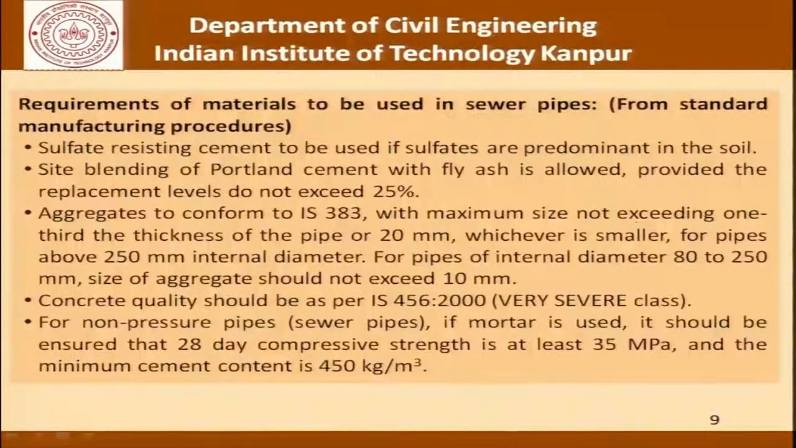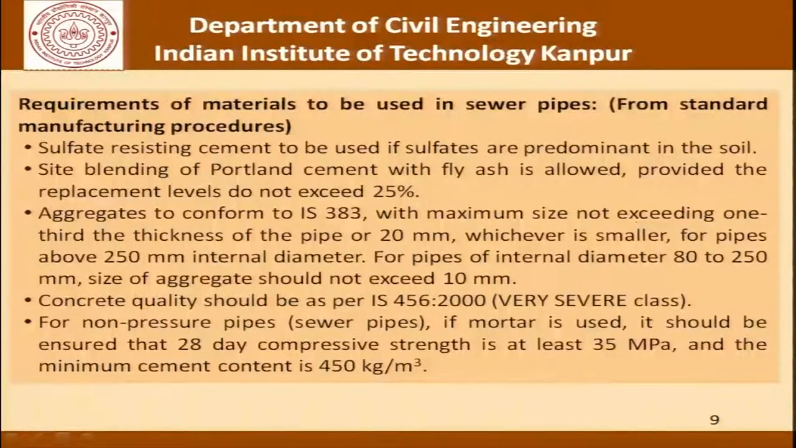So as far as the requirements of materials to be used in sewer pipes is concerned, and that's coming from standard manufacturing procedures, if the sulfates are predominant in the soil and there is going to be a buried sewer pipeline, sulfate resisting cement should be used. Site blending of Portland cement with fly ash may be allowed, provided the replacement levels do not exceed 25%.